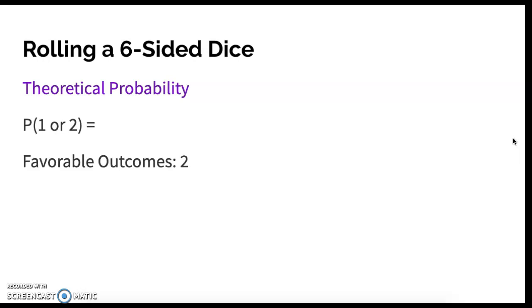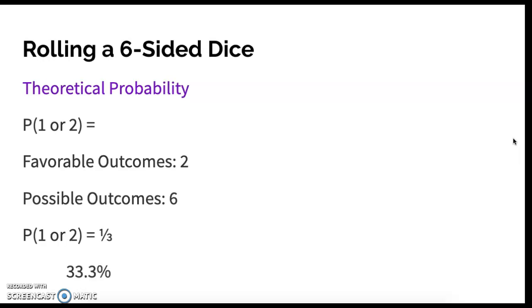There are still 6 possible outcomes. I can roll a 1, 2, 3, 4, 5, or 6. So 6 possible outcomes, which means that my probability of rolling a 1 or a 2 is 2 out of 6, which is 1 out of 3, and 1 out of 3 is 33.3 repeating percent. Right? And then we're going to try the experimental probability again for the same thing.